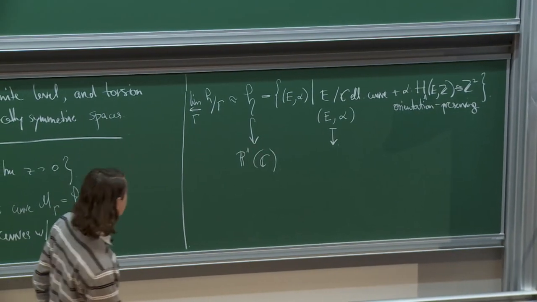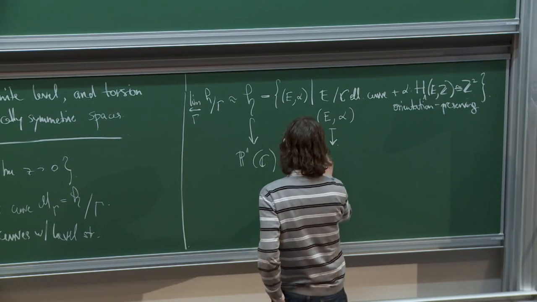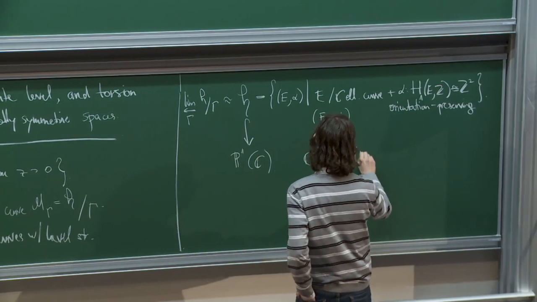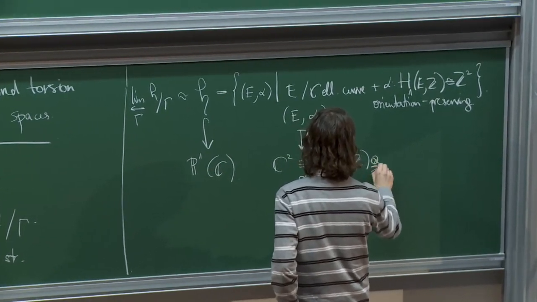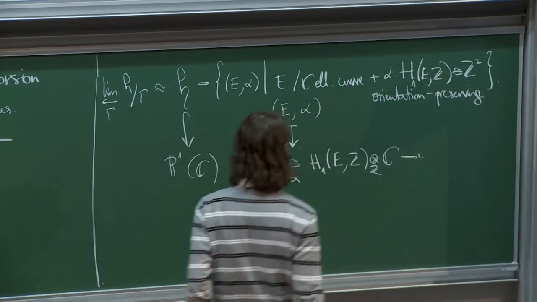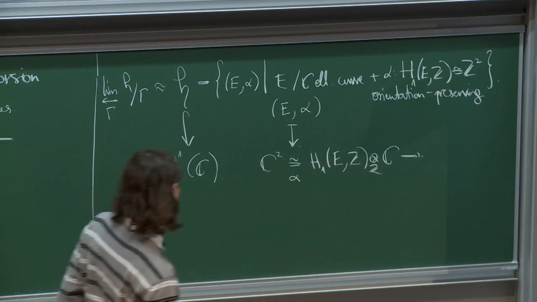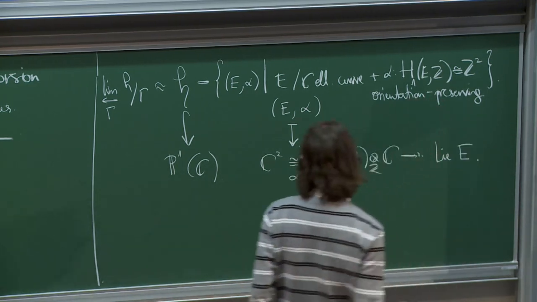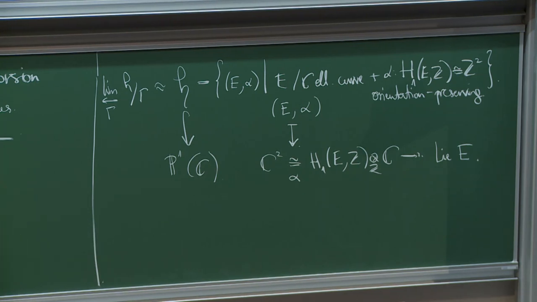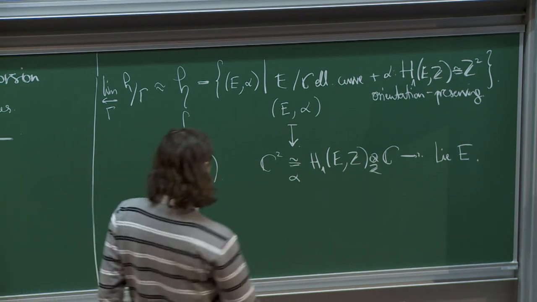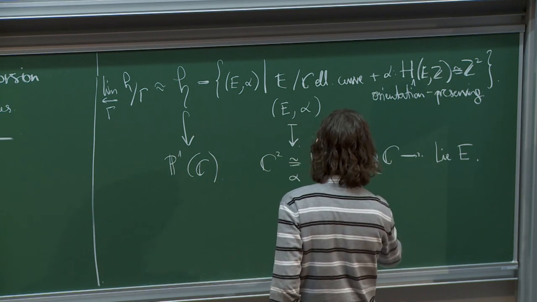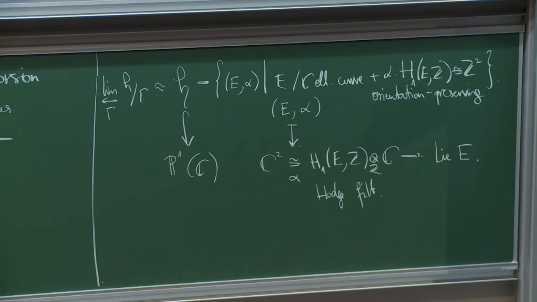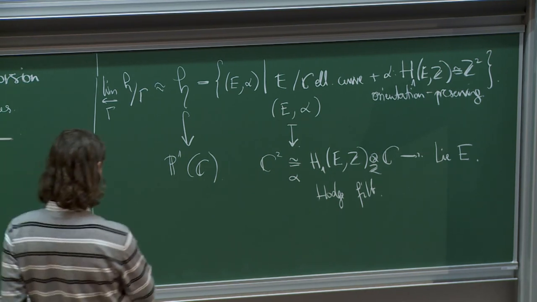So, what's the Hodge filtration? Via the map alpha, you can identify C^2 with the complex homology of E. And via the exponential map, this surjects onto the Lie algebra of E, which is a Hodge filtration. And so this gives a one dimensional quotient of the fixed two dimensional vector space and thus an element of P1. And so we want a similar picture over C_p.